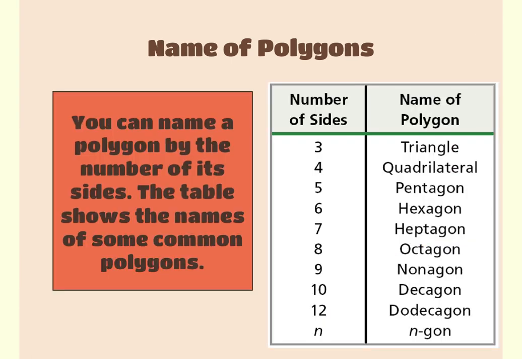The names of polygons are something that you need to know. If it has 3 sides, it's a triangle, 4 quadrilateral, 5 pentagon, 6 hexagon, 7 heptagon, 8 octagon, 9 nonagon, 10 decagon, 12 dodecagon, and anything else would be the number of sides followed by gon. So an 11-gon, 13-gon, 25-gon, anything like that.